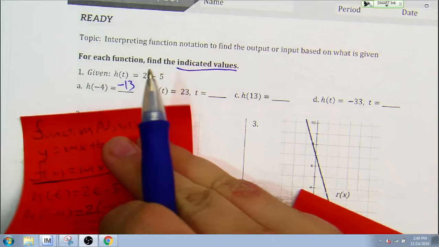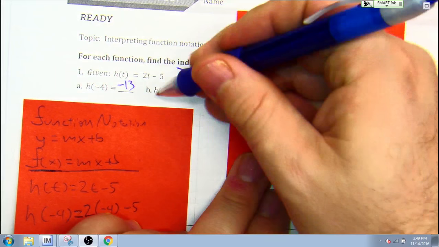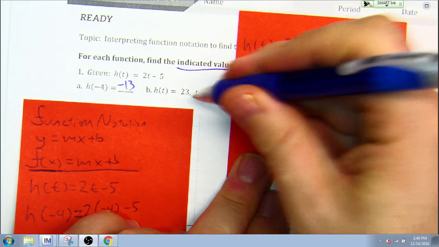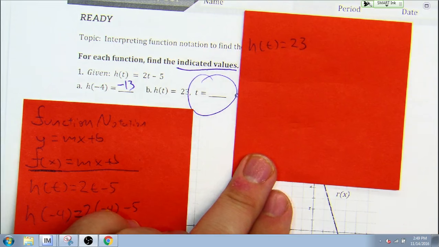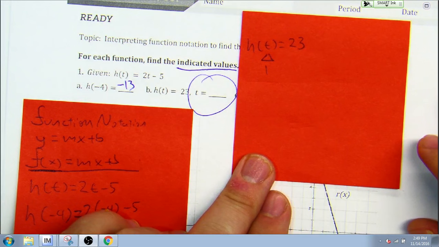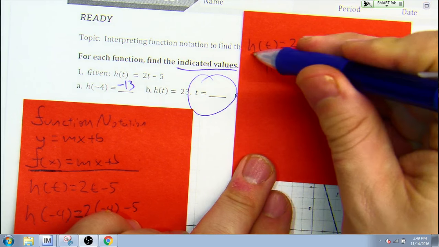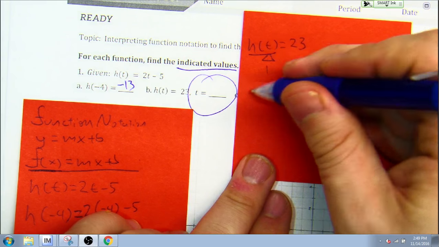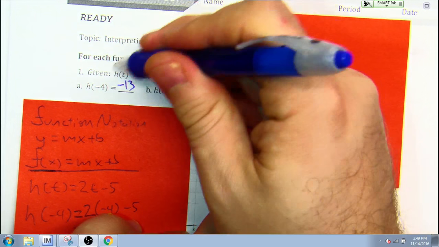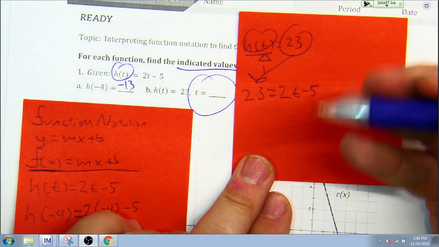It then asks us to do something similar but kind of different. This time it tells us h of t equals 23, and it wonders what t makes that true. So there's some number we can plug in here that would give us 23, and we've got to figure out what that is. Instead of writing h of t, I'm going to write 23 equals 2t minus 5. All I did was take that h of t and plug in 23 for it. And so now I just need to solve for t.